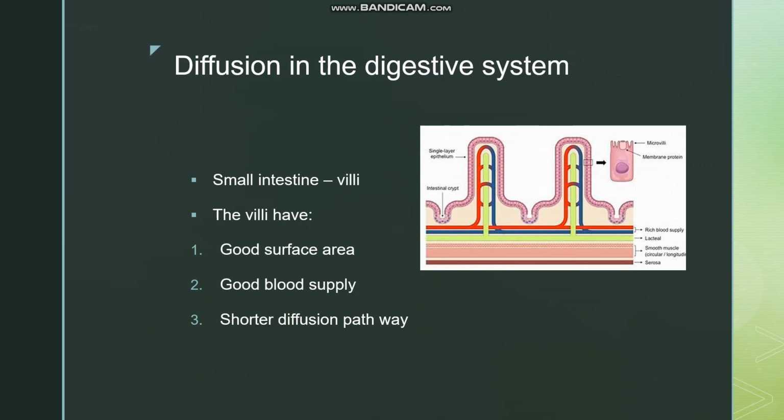So in this picture you can see 2 villi over here. You can see that it has a very good blood supply and it has a very short diffusion pathway because it's only 1 cell thick. So this efficiently helps absorb particles from the food.